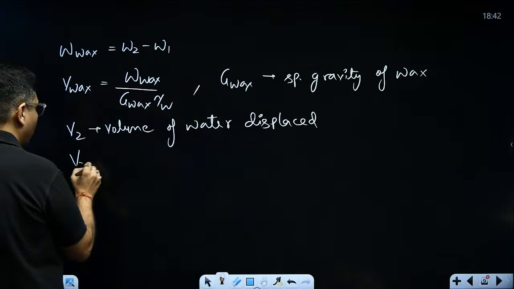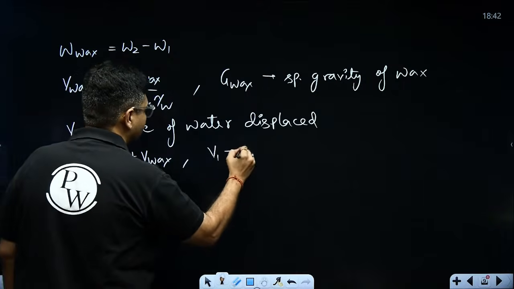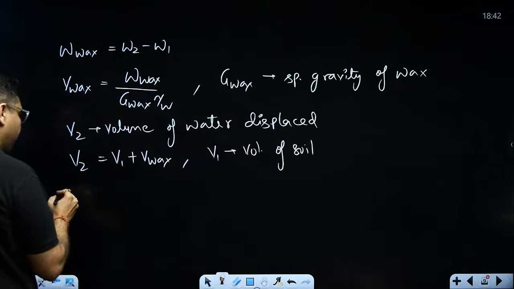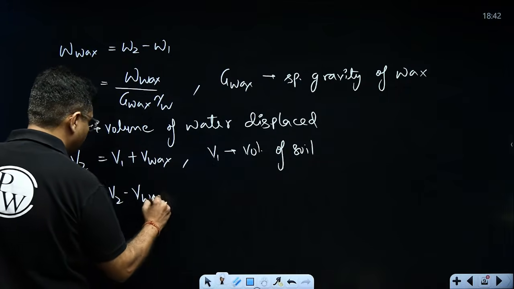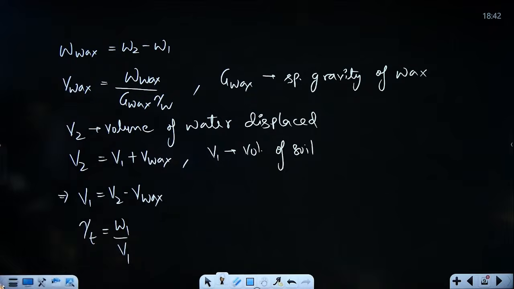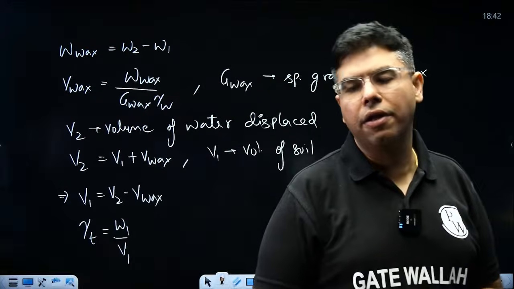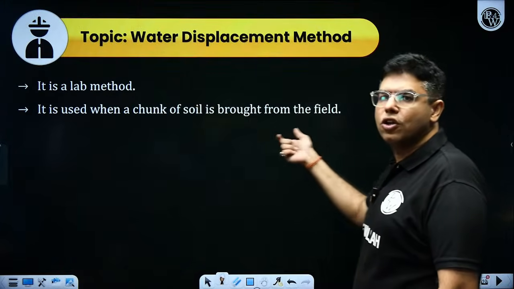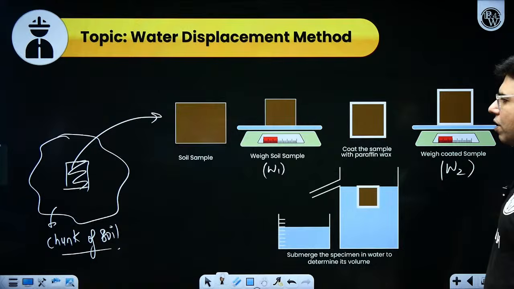V2 will be equal to volume of soil plus volume of wax. V1 is volume of soil. See, volume of wax is already known, V2 we know, so V1 will be equal to V2 minus V wax. And once we know V1, we can easily calculate gamma T as W1 by V1. So, like this you can calculate the unit weight using the water displacement method, and this is a lab method. It is used when a chunk of soil is brought from the field. Very simple method. Please see if you have any doubt, let me know.